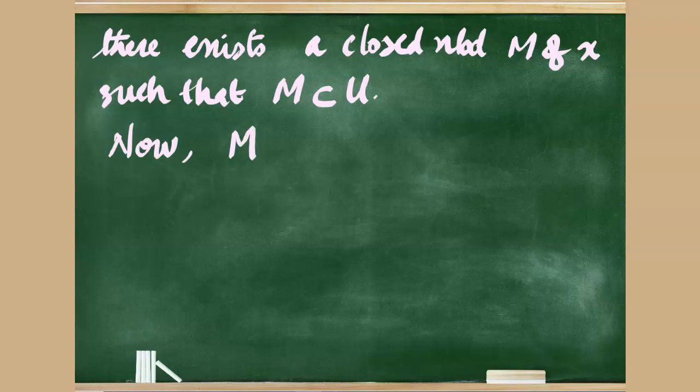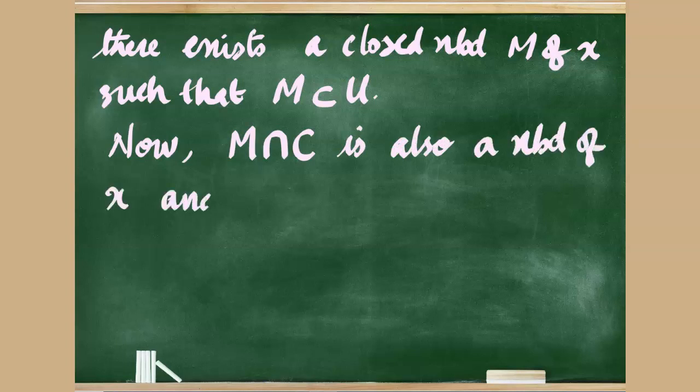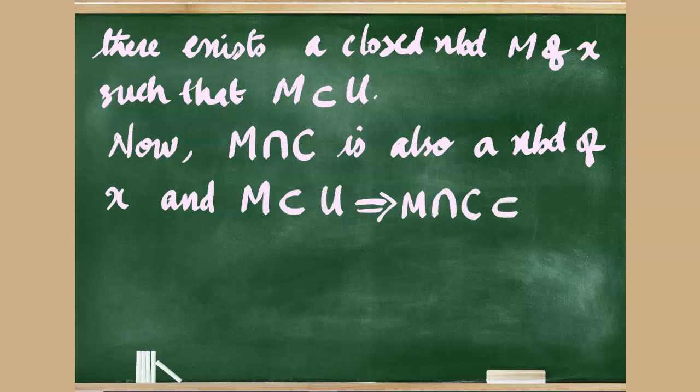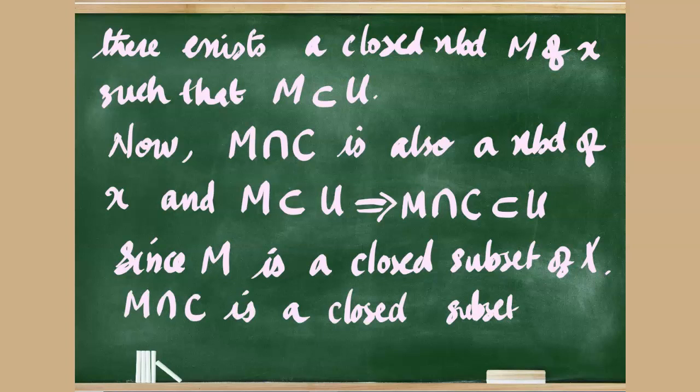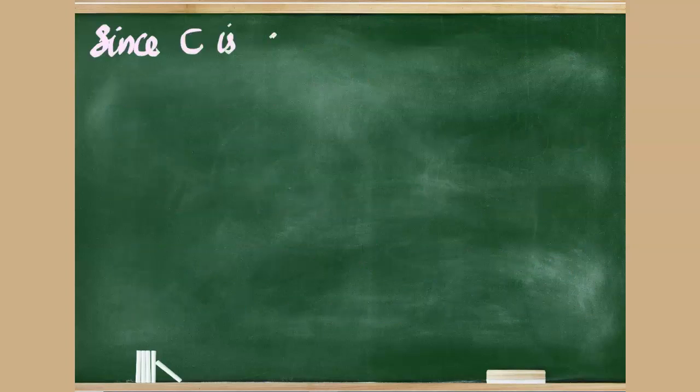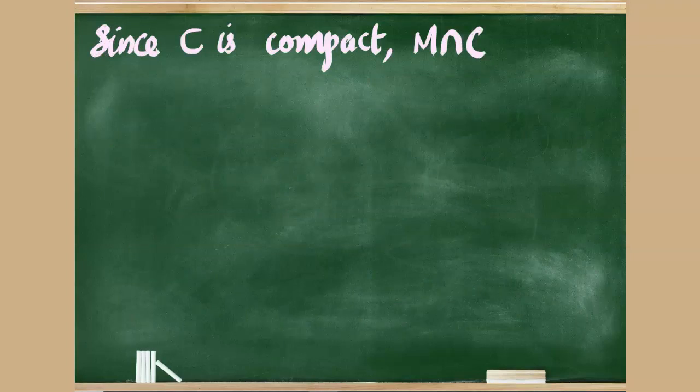Here both M and C are neighborhoods of the point small x. Hence, their intersection M intersection C is also a neighborhood of the point small x, and since M is contained in U, M intersection C is also contained in U. Since M is a closed subset of the space X, M intersection C is a closed subset of C. Since C is compact, M intersection C, being a closed subset of a compact space, is compact.